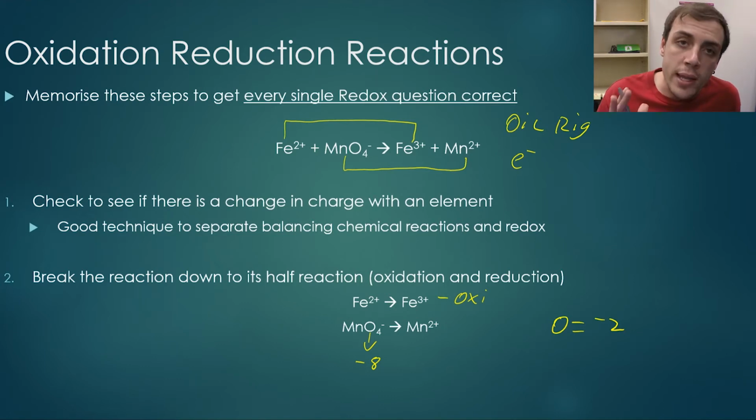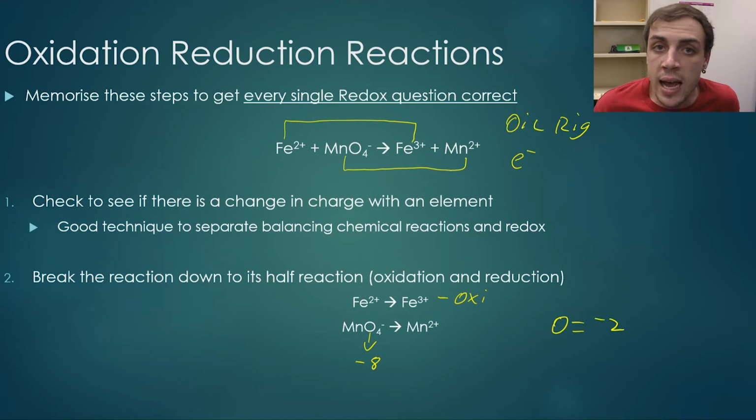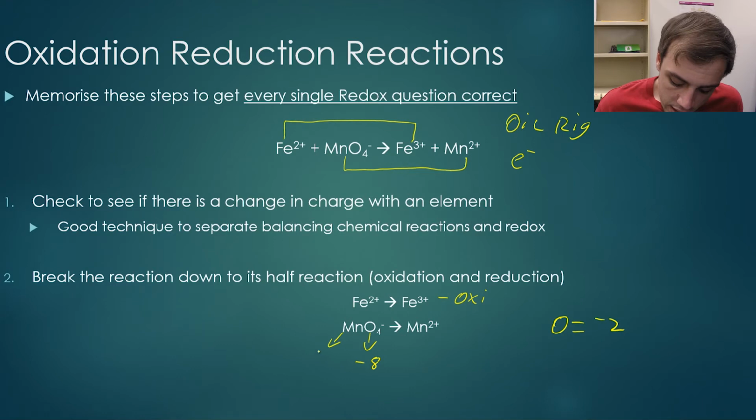Now remembering our very last rule on the previous slide, and that was that all the oxidation numbers must add up to equal the overall charge. So we can see here that this is -8. So if the overall charge of manganese and 4 oxygens is -1, what must the oxidation number of manganese be? Now the answer to that is +7.